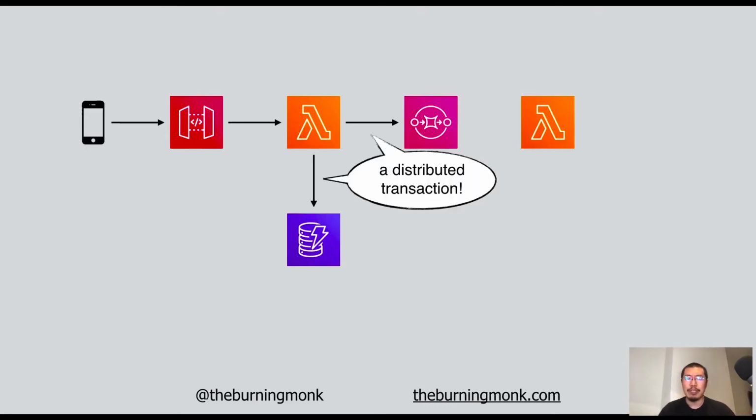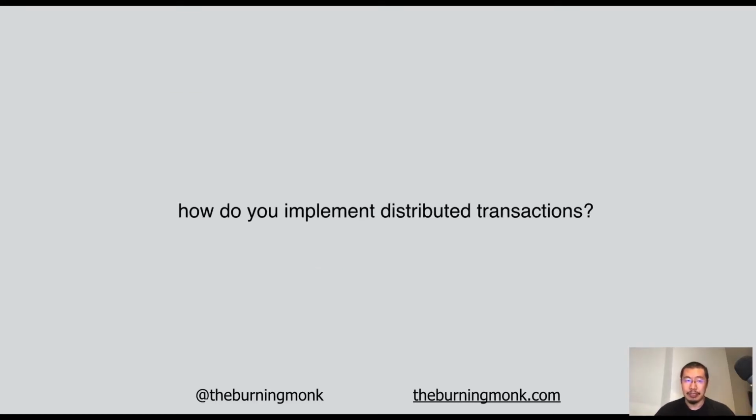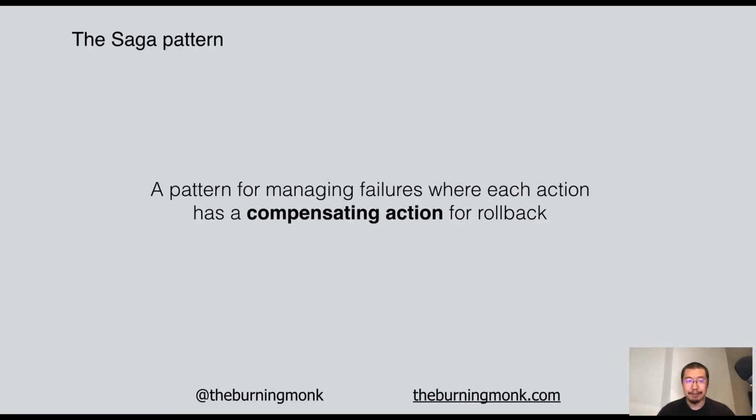Notice that we have a distributed transaction here, where the API function has to write to both SQS and DB in the same invocation, which means if we are to do this the right way, then we will need to make sure that if one fails, we then have to roll back the other. So how do we go about implementing distributed transactions properly?